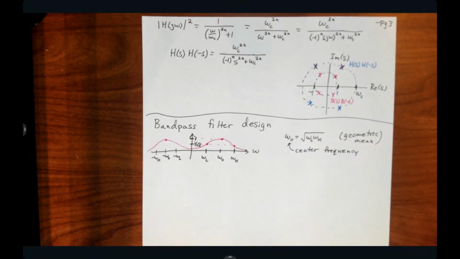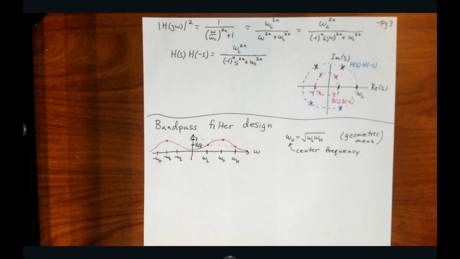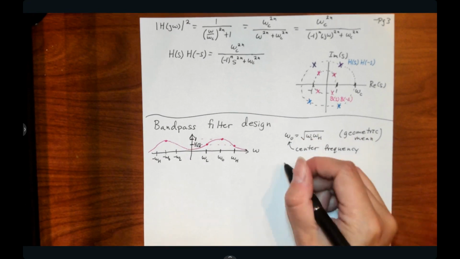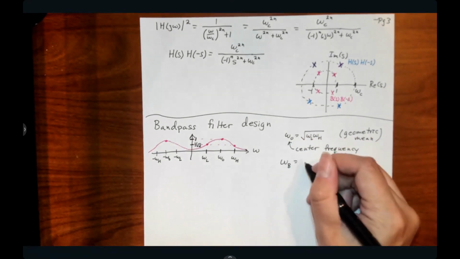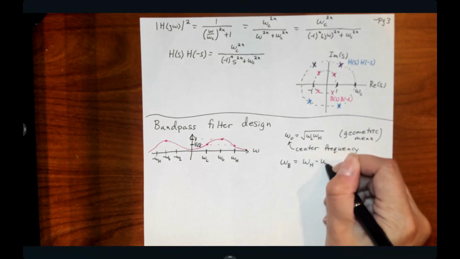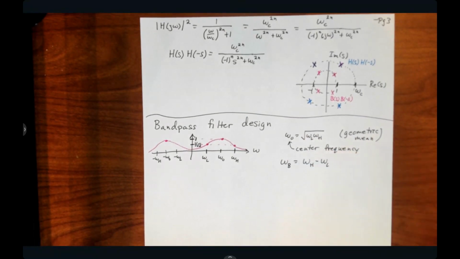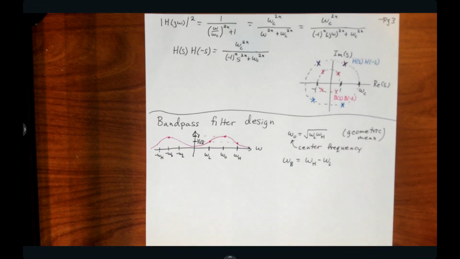And then another thing that we might be interested in is what is the bandwidth of our filter. And so that's going to be the high minus the low. So you could define the high and low cutoff frequency, or you could say, here's my center frequency and here's the bandwidth that I want. And you could get the other values as you need from these expressions.